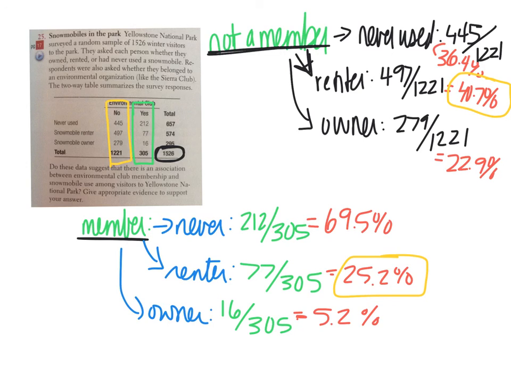Also, somebody who is not a member is not as likely to have never used a snowmobile. Or I could say it the other way around: somebody who is a member is a lot more likely to never have used a snowmobile than somebody who is not a member. So you're just comparing those percentages. If there's a pretty big difference in the percentages, then we would say that there is an association.